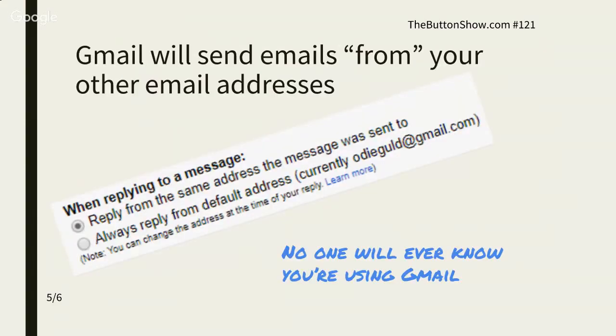One thing people are worried about is they say, well, but I've been using my AOL.com address for years and years. I don't want to switch to Gmail. You don't have to. When you tell Gmail to go fetch your AOL, you can tell it to reply from the same address that it was sent to. So no one will ever know you're using Gmail. It'll look like it's coming from your AOL, if you want it to.